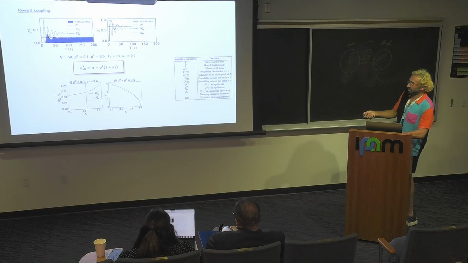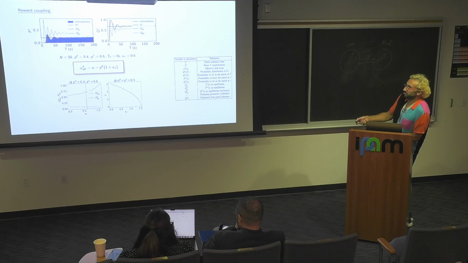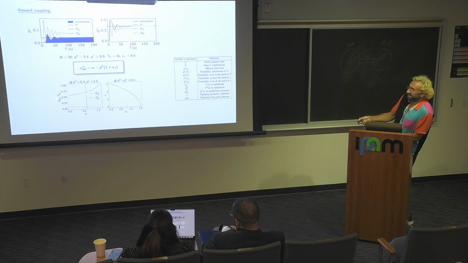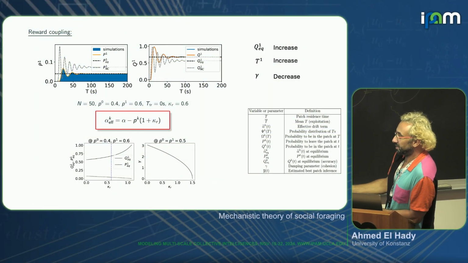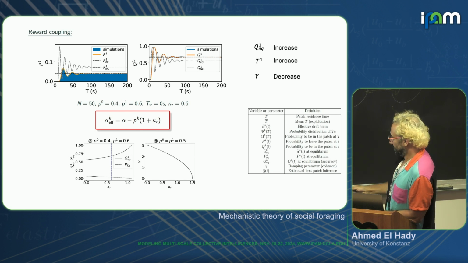And here we can play all kinds of games. If we increase, for example, the QR, which is the strength of the reward coupling, we can increase this equilibrium probability to be in the patch, and we decrease, of course, the probability to leave. And the more we increase the strength of this reward coupling, the more we dampen the oscillation, so it's very fast for them to reach equilibrium.